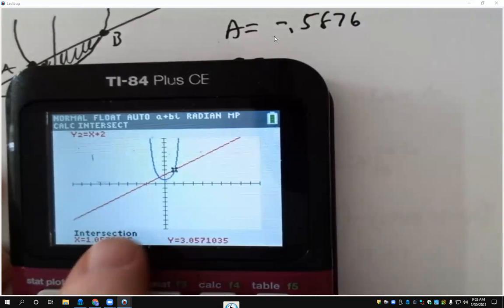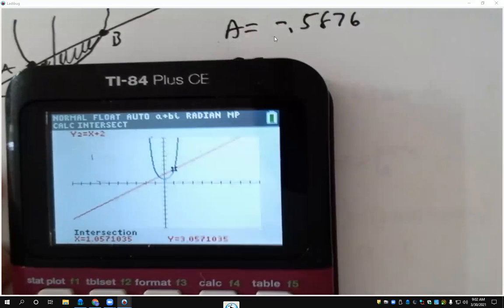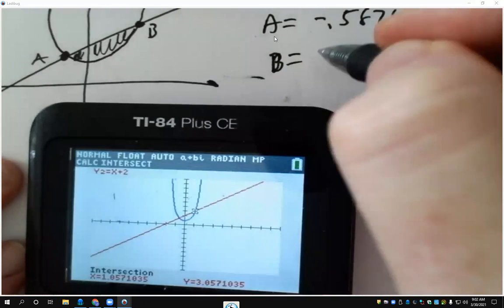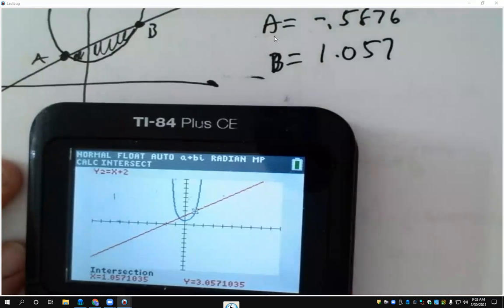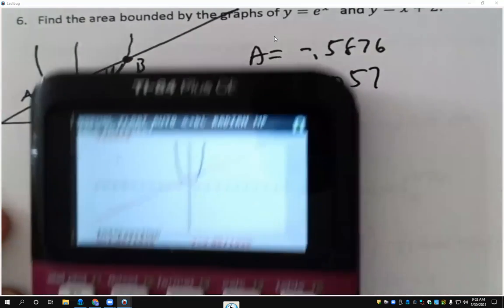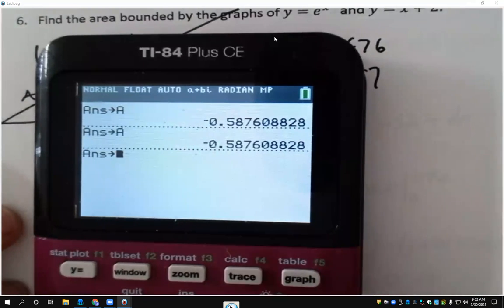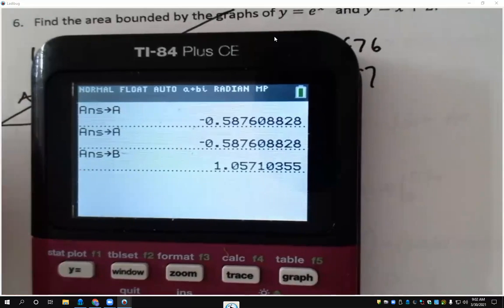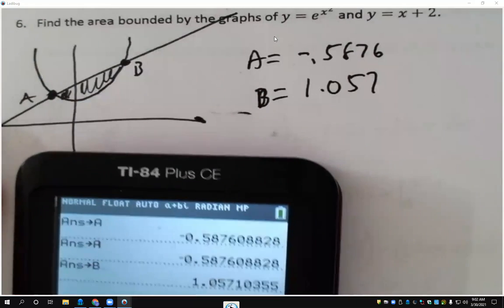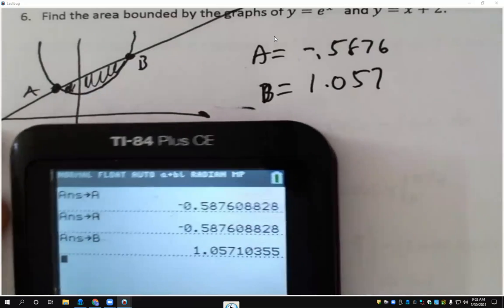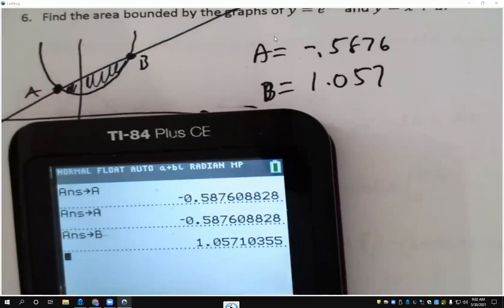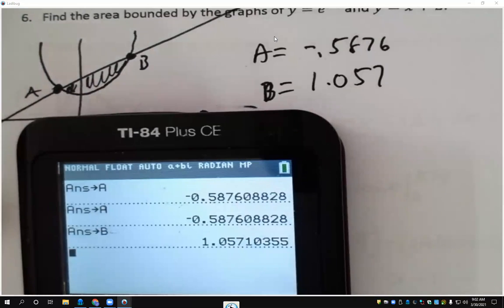And again, it's going to put the answer down here on the bottom of my screen at 1.057. So maybe I write that down first. It doesn't matter the order that you write them down, the order that you store them in. And now I'm going to hit quit and store that one in B, which is alpha apps. And so now I have my 2 values stored in my calculator. I'm going to put my calculator to the side for just a minute.